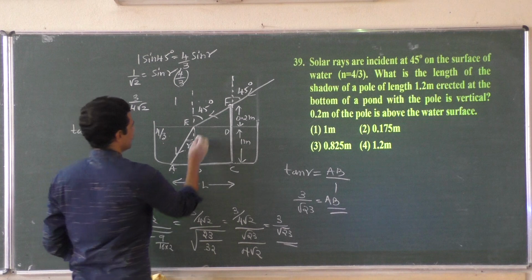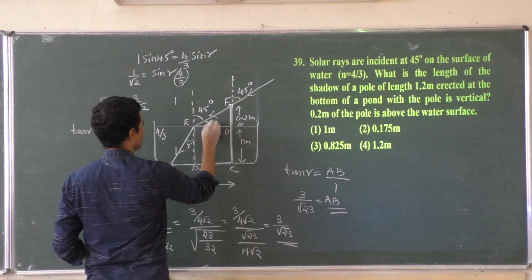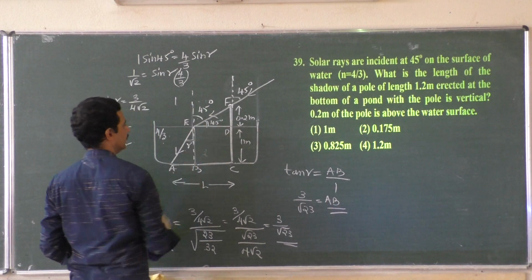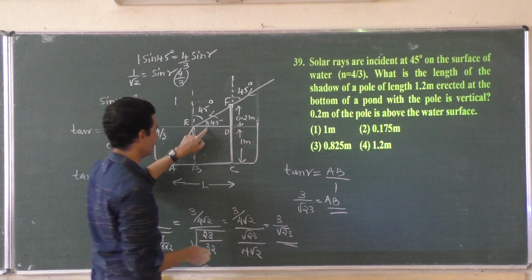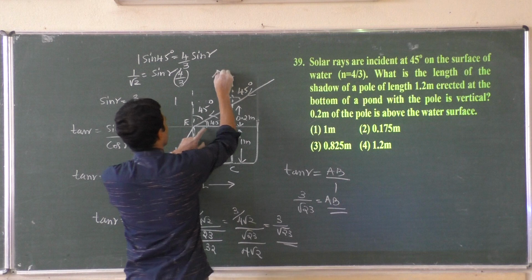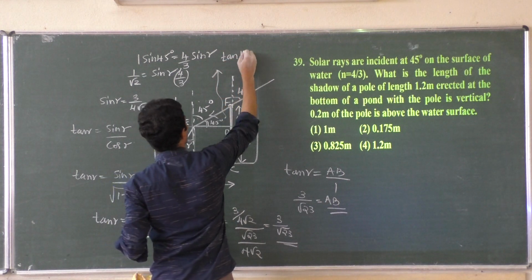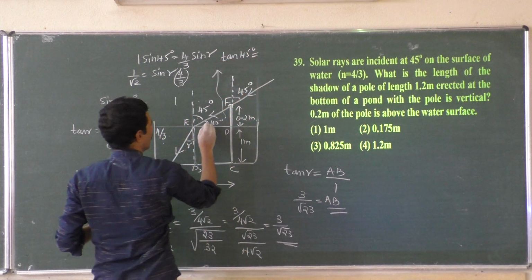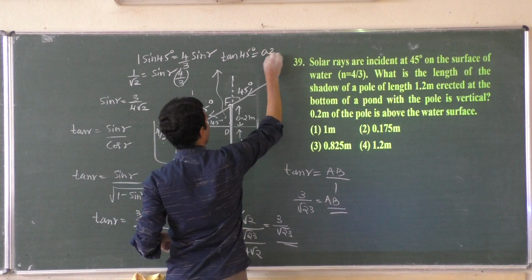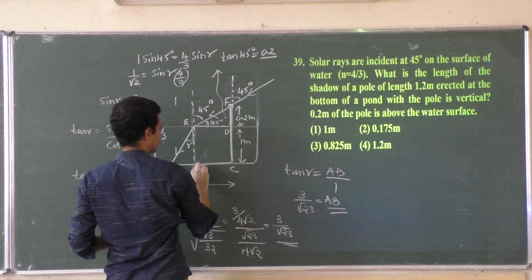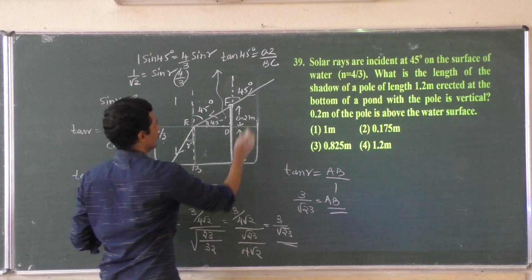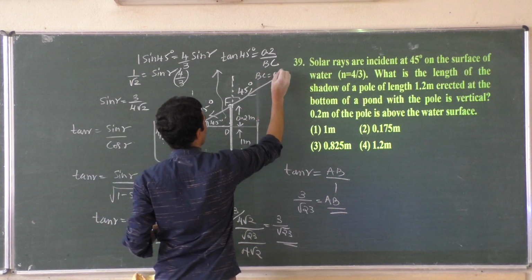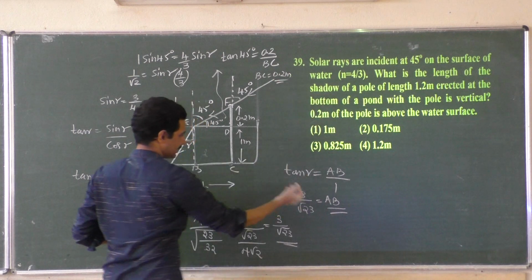Where can we get the other length of the shadow? I think you can get it here, right? This is 45, totally this should be 90. Opposite side by adjacent side, finish. Tan 45 degree is here. Tan 45 is equal to opposite side by adjacent side, BC. What is BC? Tan 45 is 1. BC is 0.2 meters.